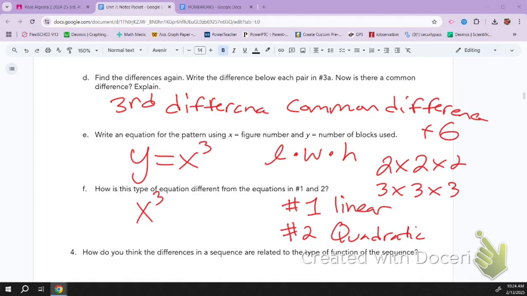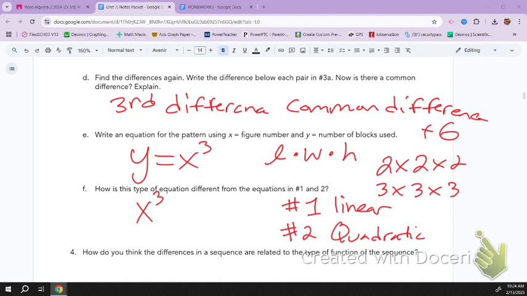How do you think the differences in a sequence are related to the type of function of the sequence? This is the big question here. So every time we have to go to another set of differences, what do you think happens to the x or the exponent? We talked about exponents yesterday.